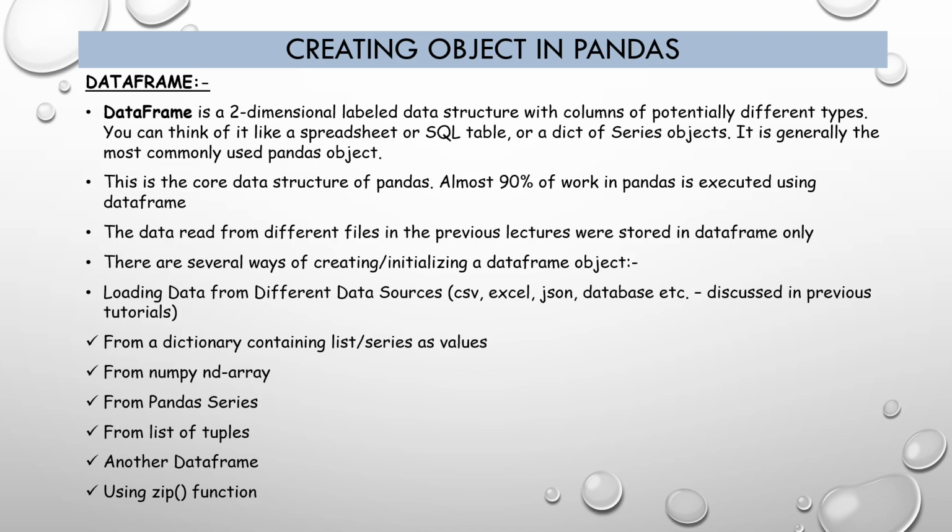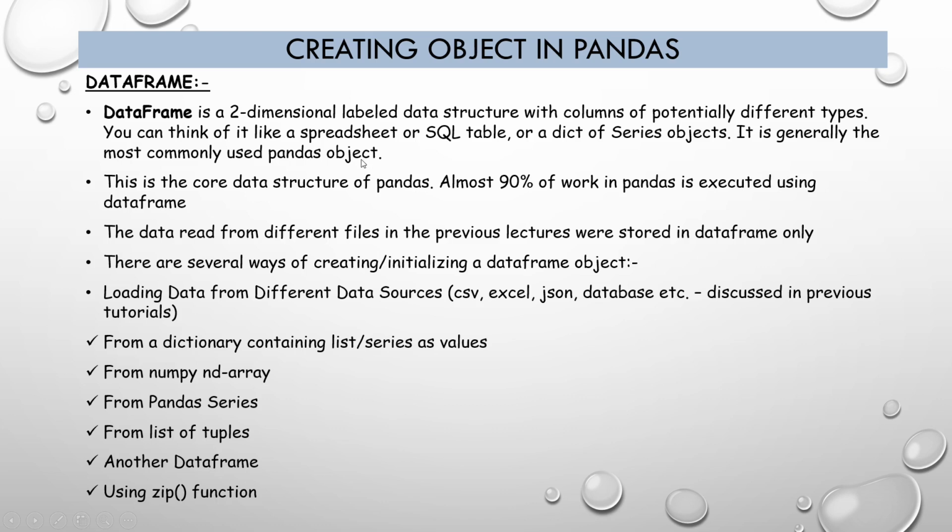So in this video, we are gonna discuss the different ways we can create a data frame in Pandas. So what is a data frame? A data frame is a two-dimensional labeled data structure with columns of potentially different types. You can think of it like a spreadsheet or SQL table or a dict of series objects. It is generally the most commonly used Pandas object.